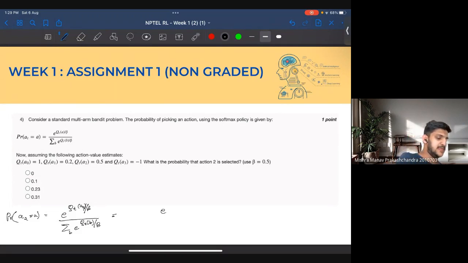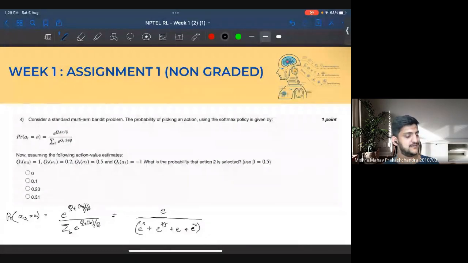So it's e upon, I have e^2, e squared plus e^(2/5) plus e plus e to the power minus 2, okay? So this is what I get, and if I quickly do the computation, maybe I'll have to use my mobile phone, sorry. So you can do it, obviously. I'm just finishing it up for completeness. You can obviously verify what's correct and what's incorrect.